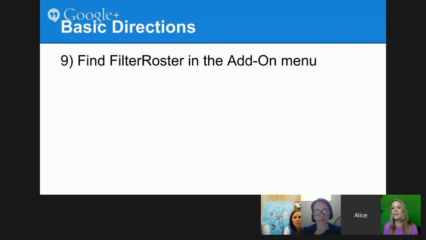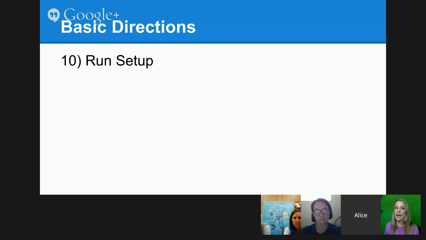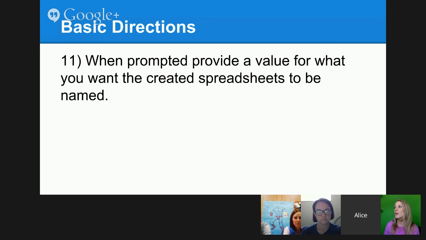Then in the add-on menu, it's now going to say FilterRoster, so long as that's what you saved it as. So we're going to go to the add-on menu, choose FilterRoster, and run the setup. Running the setup is going to magically create tabs and set things up for you to be able to decide which students or which information you want to filter. There are 3 options. The first one is run setup. When you're prompted, it's going to ask you what you want to name the spreadsheet. It's going to make a spreadsheet per kid, or per whatever it is that you're filtering.